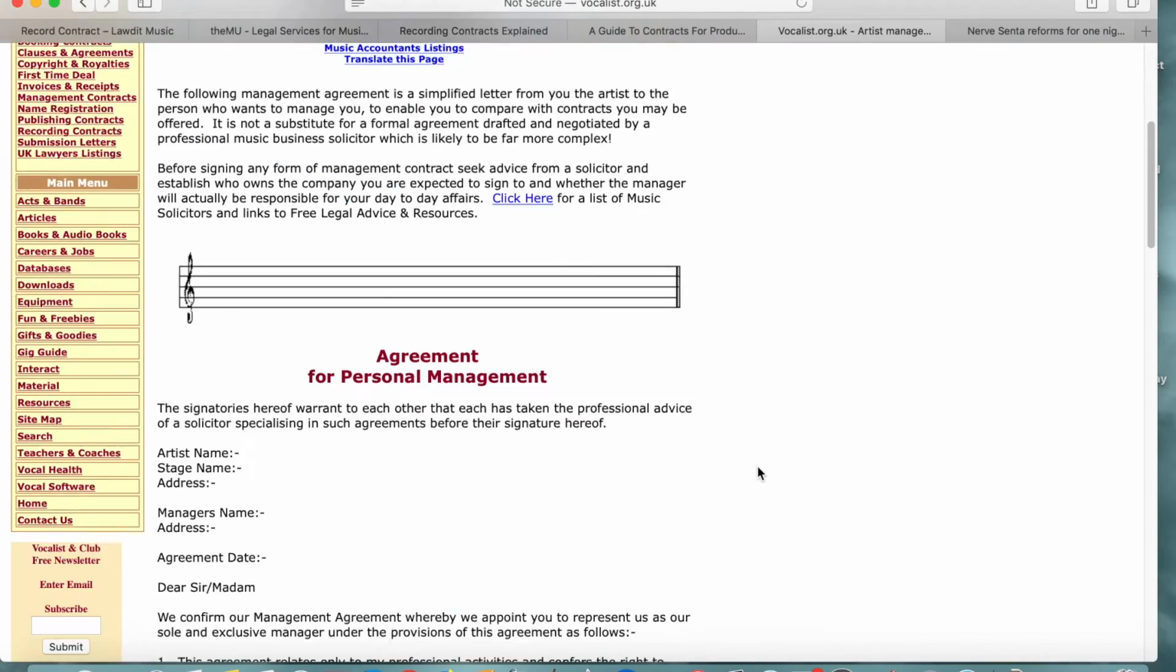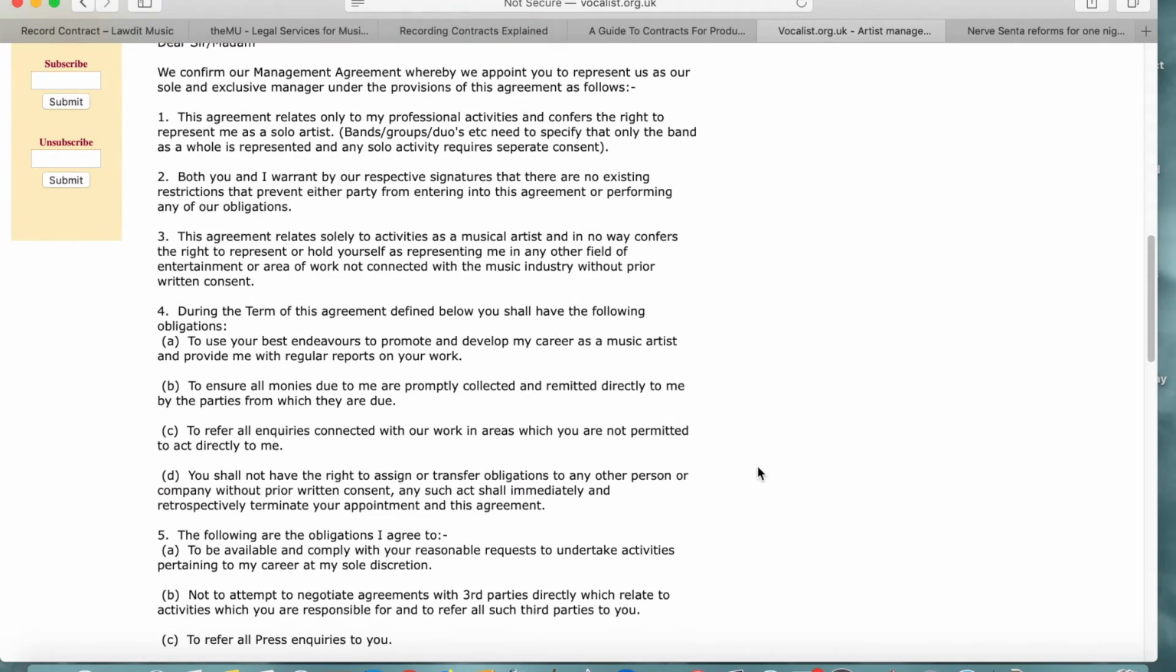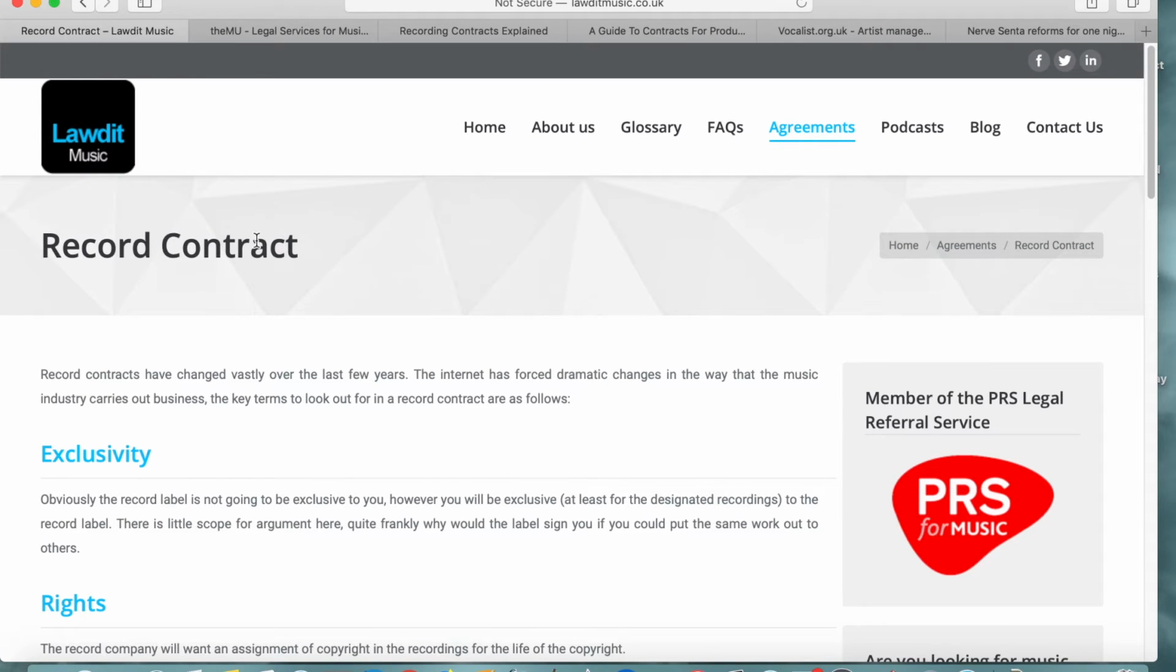If you sign to, shall we say, one of these larger management companies where they've got a stable of artists, then you're going to have to get some legal advice as to what to do with the contract that your manager wants you to sign. It's worth mentioning at this point that getting legal representation, getting somebody to look at a contract, seems these days to be ridiculously expensive. I've just found a company here called Laudit Music, and they're very upfront about their costs.